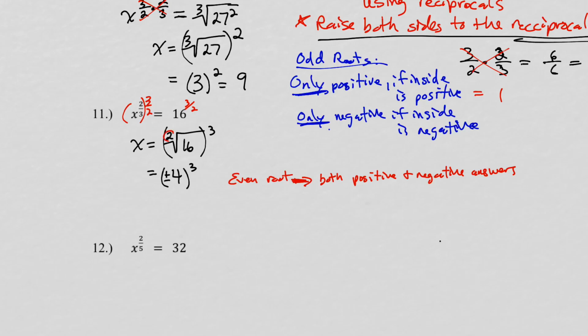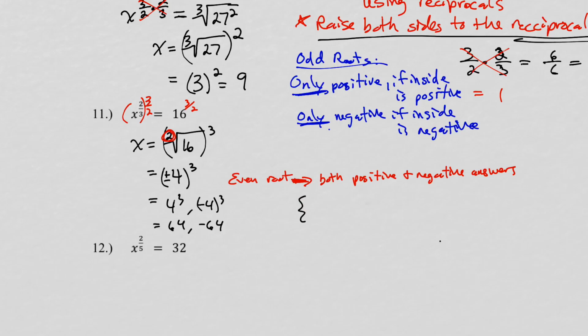So the even root I'm talking about is this 2. So the square root of 16 is plus or minus 4, and we cube both of those, and we're going to get 4 cubed and negative 4 cubed. And 4 cubed is 64 positive, and negative 4 cubed is negative 64. Those are our proposed solutions.